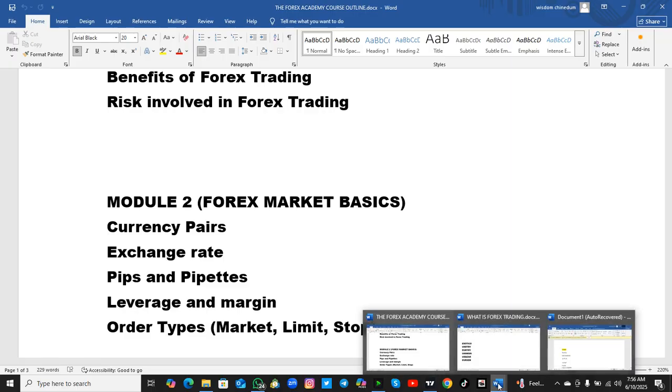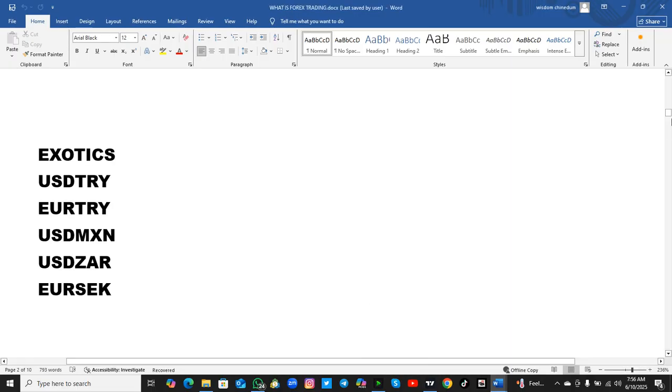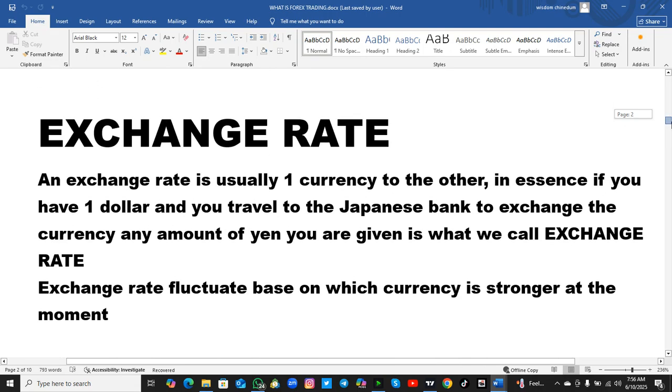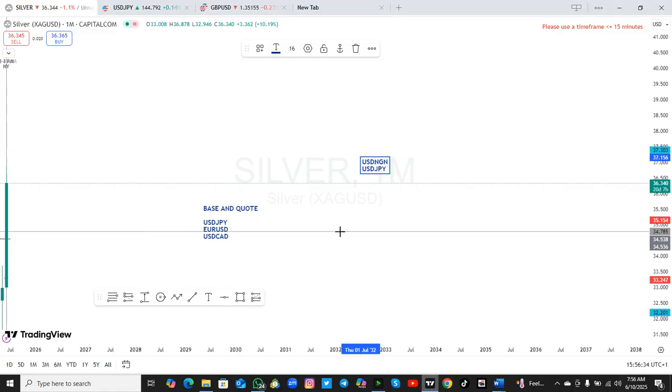Now exchange rate. Let's go to our definition here. We say an exchange rate is usually one currency to the other. In essence, if you have $1 and you travel to a Japanese bank to exchange the currency, any amount of yen you are given is what we call the exchange rate. Exchange rate fluctuates based on which currency is stronger at the moment. Just like I told you guys in base and quote, the exchange rate is just base and quote. Just like you give me garri, I give you tomato. You give me a house, I give you a car. Trade and barter. That's what exchange rate is all about.